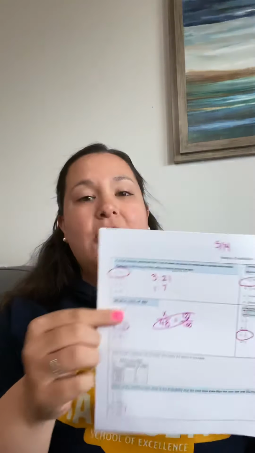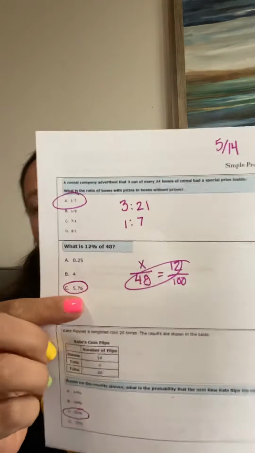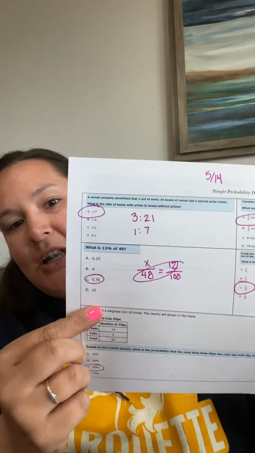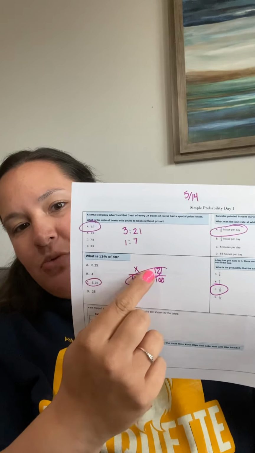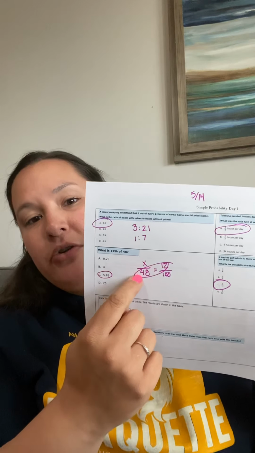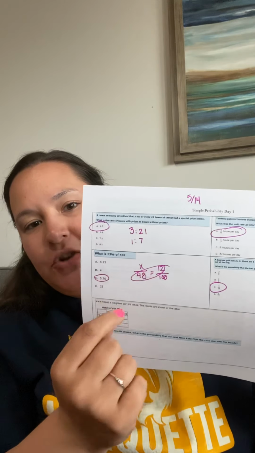This one down here, how do you find 12% of 48? Well, you set up a part over whole equals percent over 100. So the part is X, the whole is 48, the percent is 12 over 100. So you're going to cross multiply 48 times 12, get your answer, divide that by 100, and then you will get 5.76.